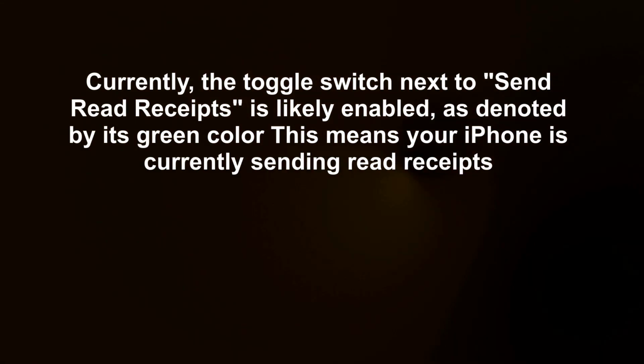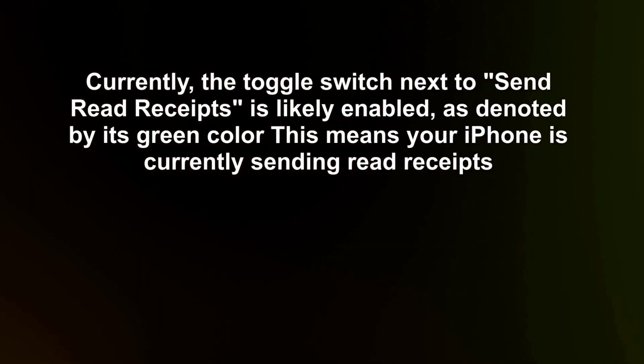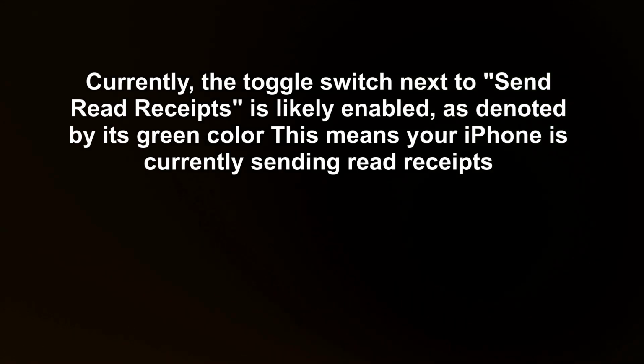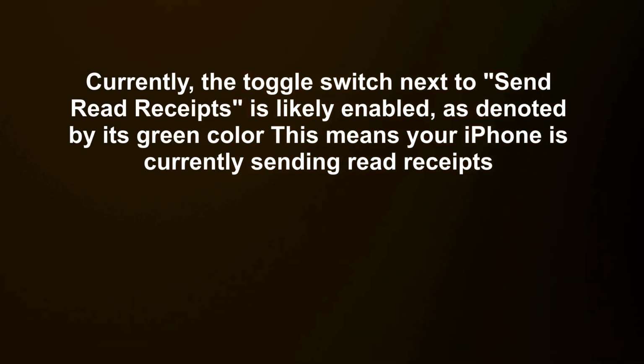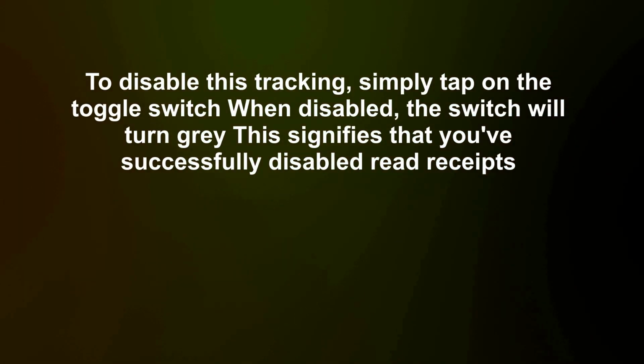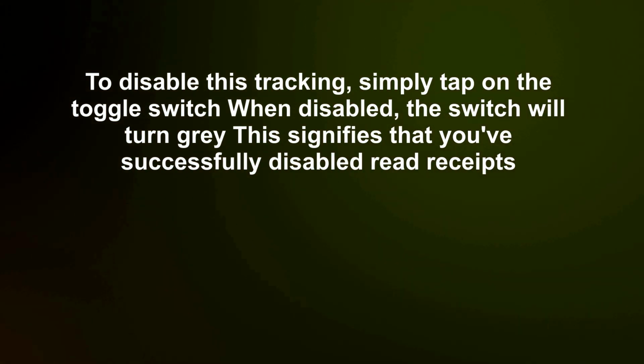Currently, the toggle switch next to Send Read Receipts is likely enabled, as denoted by its green color. This means your iPhone is currently sending read receipts. To disable this tracking, simply tap on the toggle switch.